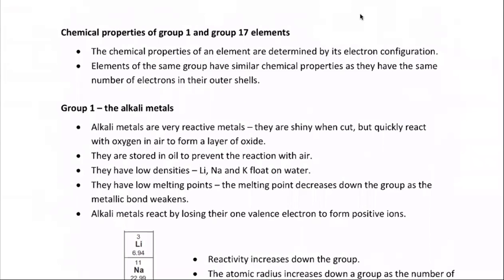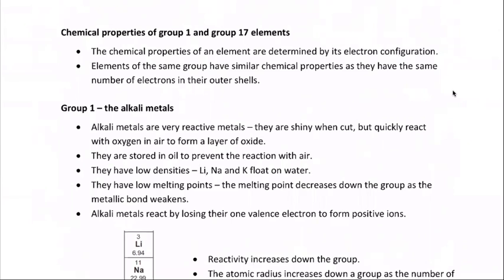All right, so we are doing the last part today where we're going to talk about focusing just on groups 1 and 17. And we're going to look mostly at their chemical properties. We are going to talk about a couple of physical properties like melting point as well and density. But mostly it's going to be chemical properties.